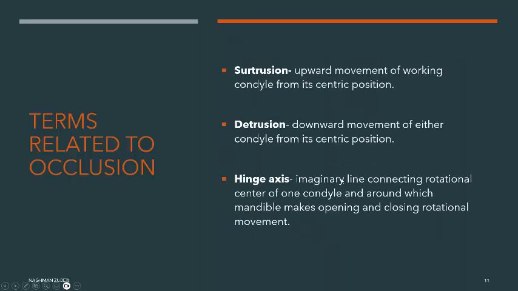Surtrusion is the upward movement of working condyle from its centric position. Detrusion is the downward movement of either condyle from its centric position. Hinge axis is the imaginary line connecting rotational center of one condyle and around which mandible makes opening and closing rotational movement.